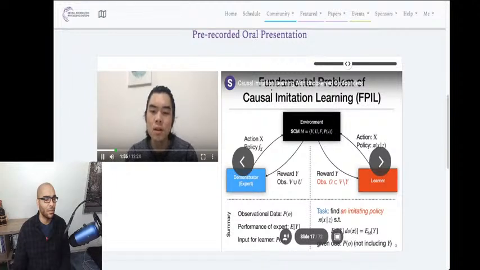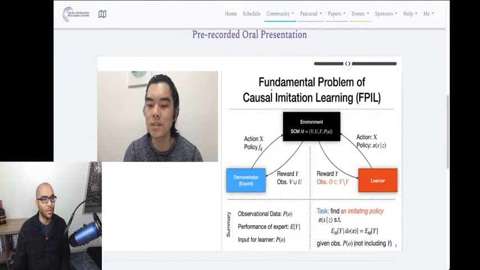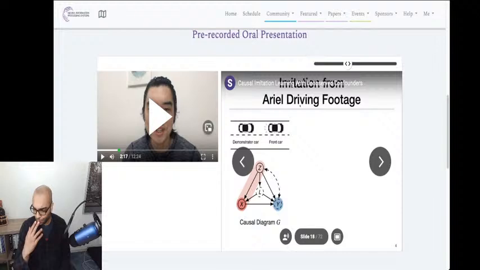The goal of the learner is to find the imitating policy pi from the observational distribution P of O such that its performance, the learner's performance, expected value of y given do pi is equal to the expert's performance, expected value of y. Okay, so I think we're learning some kind of stochastic policy.